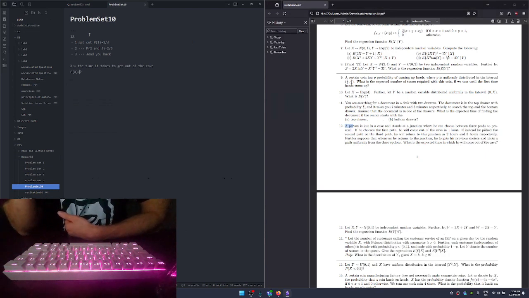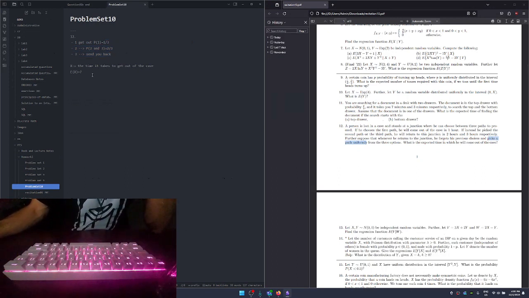Suppose he returns to the junction, he forgets his previous choices and picks a path uniformly from the 3 options. You pick a path uniformly, so that's why this is 1 over 3, and the probability of these two is 2 over 3. And how do I calculate the time?